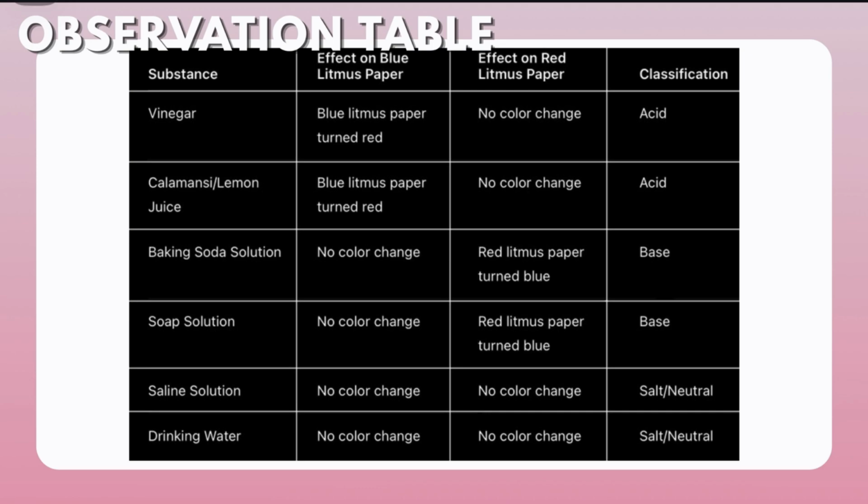In the baking soda solution and soap solution, there was no color change in the blue litmus paper, and in the red litmus paper it turned blue, signaling that it is a base classification. And lastly, saline solution and drinking water. It had no color change on both blue and red litmus paper, saying that its classification is salt or neutral.